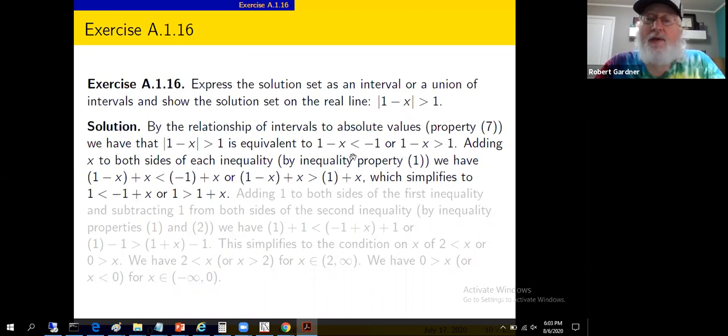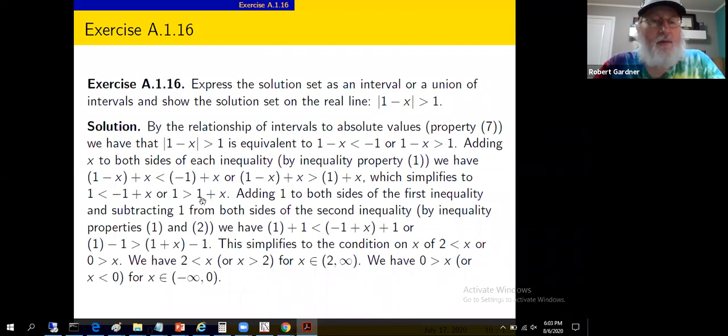In so doing, let's take this one and add x to both sides. I add x to both sides, it simplifies down to 1 is less than -1 plus x. I can multiply things. What have we done here? I want to add 1 to both sides. Where's the punchline?